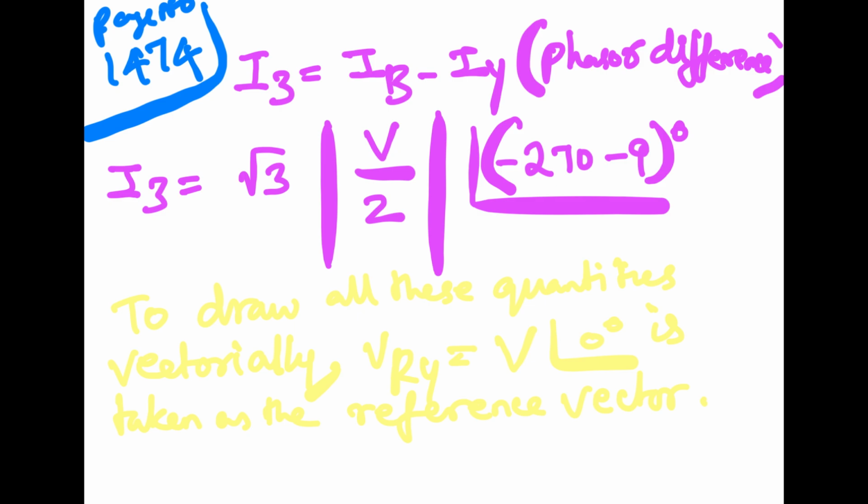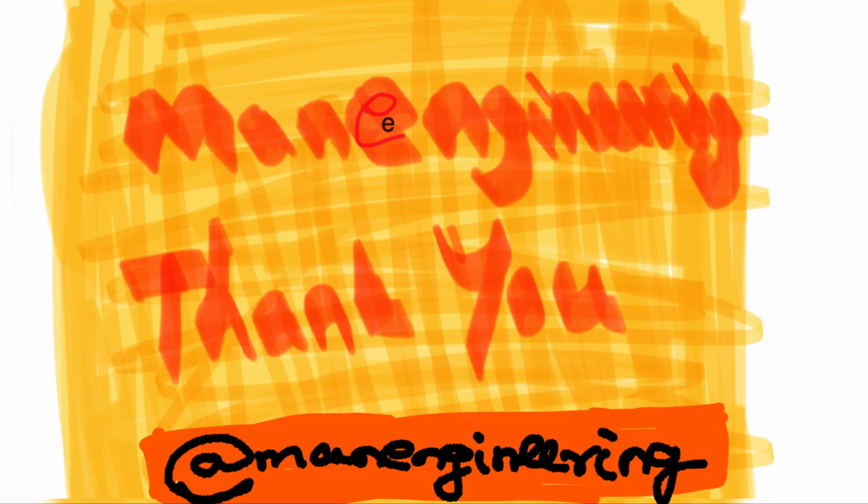That is balanced delta connection calculations: line current calculations, phase current calculations and phase voltage calculations.